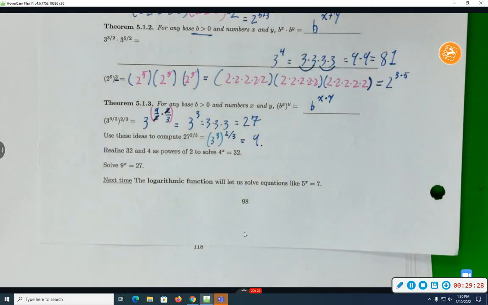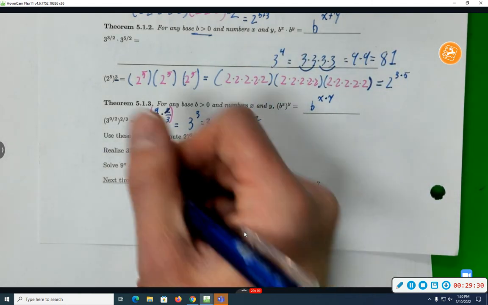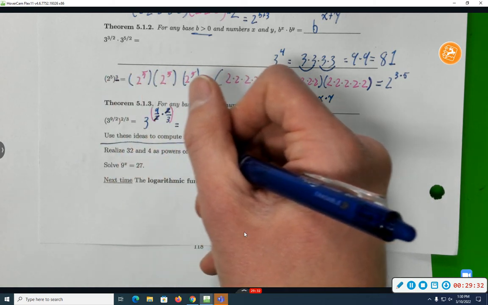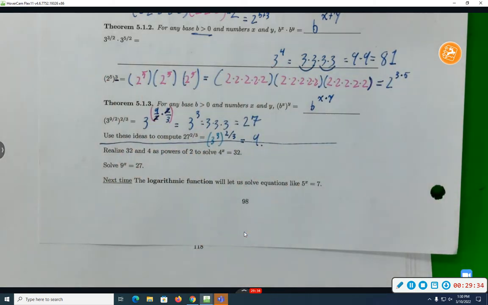Let's also use this idea to solve an equation. Let's try to solve the equation 4 to the power x equals 32. And here's the strategy I will suggest. 4 and 32, they have something in common, right? They both have 2's in common. So let's try to write things in terms of powers of 2 and use that.